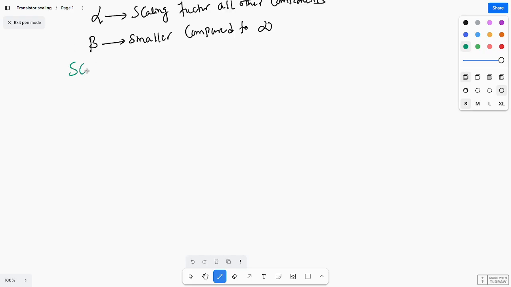And scaling factors for device parameters. What are the scaling factors? We'll see. Scaling factors for device parameters. First we'll see the scaling factor for the gate area.